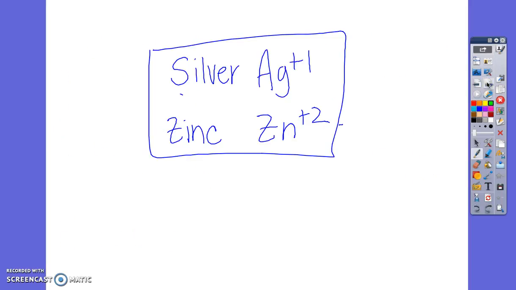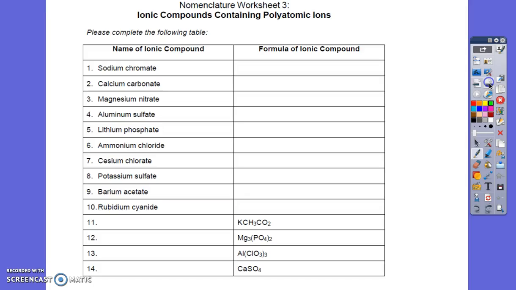And then lastly, we must always remember these 2 transition metals, silver and zinc. They are forever +1 for silver and +2 for zinc. I just think of the letters of the alphabet. A comes first. Z would be at the other end. This is my first letter of the alphabet. This is going to be my last, but I'll just put a +2 there. That's how I never forget their charges.